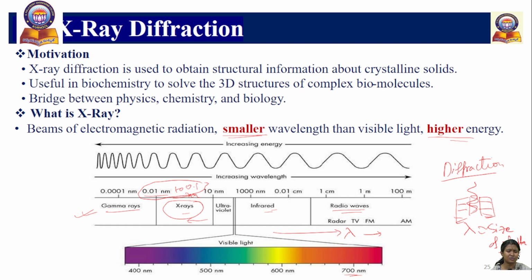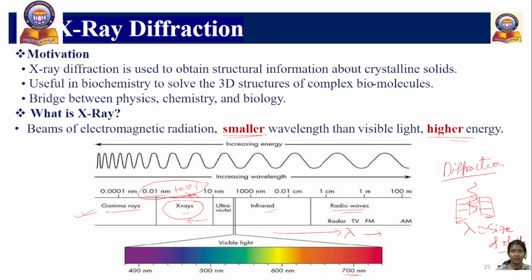We can also use others, like a neutron beam. Based on the material, we will choose what kind of beam we will use. So X-ray diffraction is a very important technique to study crystals, and it is used in physics, chemistry, biology, complex biomolecules, everywhere. Okay, and it's also a non-invasive technique. That is also one important reason.